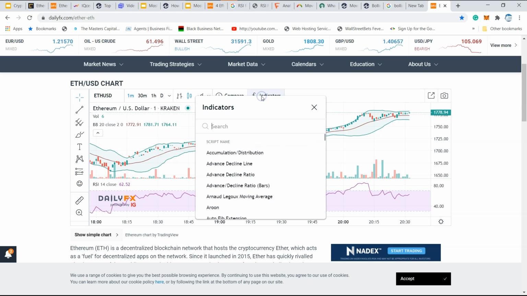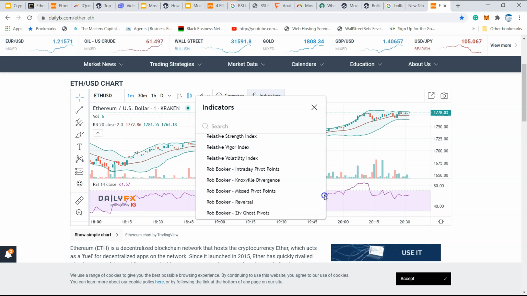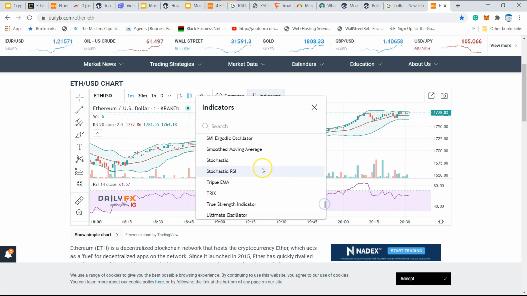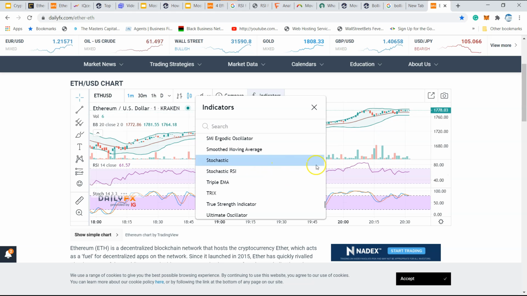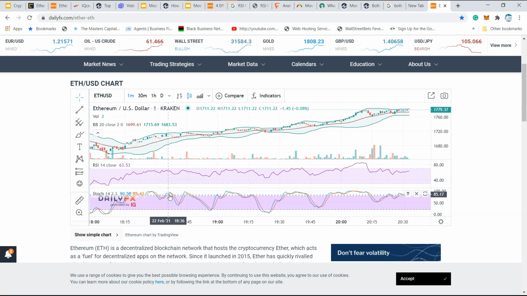Okay, let's look at the slow Stochastic. So here we go again. Remember, when the lines cross, that's when it's going to go the other direction. So the line crossed right here. What happened? It went up. The blue line on top is going up. The line crossed right here, the blue line on the bottom, it went down. Lines crossed again, it went up. Lines crossed again, it went down. Lines crossed again, it went up.